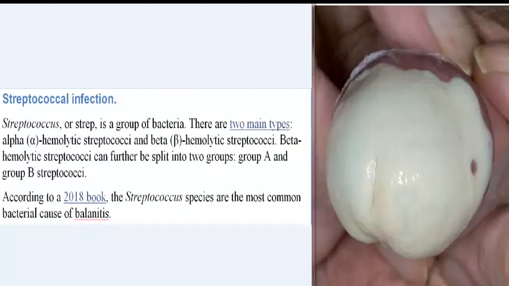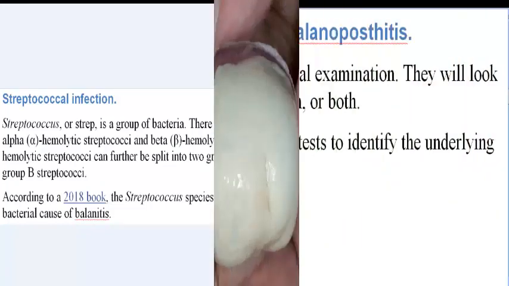Streptococcal infection. Streptococcus, or strep, is a group of bacteria. There are two main types, alpha hemolytic streptococci and beta hemolytic streptococci. Beta hemolytic streptococci can further be split into two groups, Group A and Group B streptococci. According to a 2018 book, the Streptococcus species are the most common bacterial cause of balanitis.